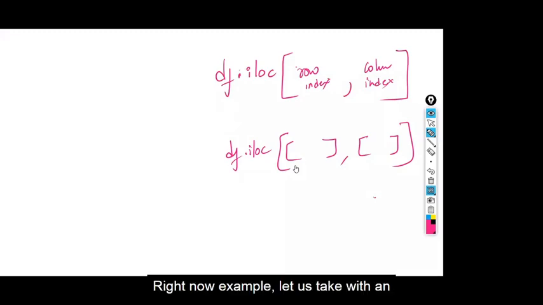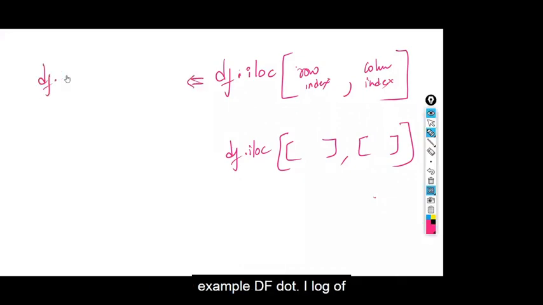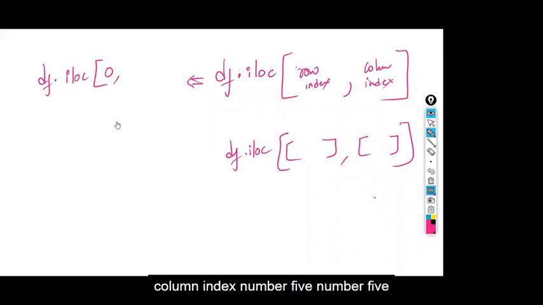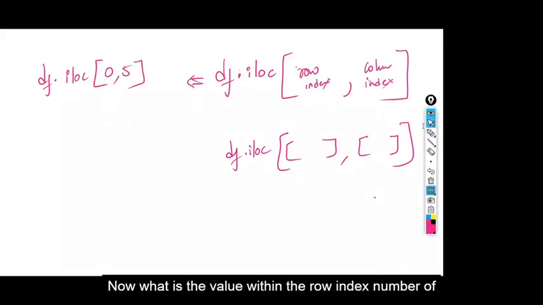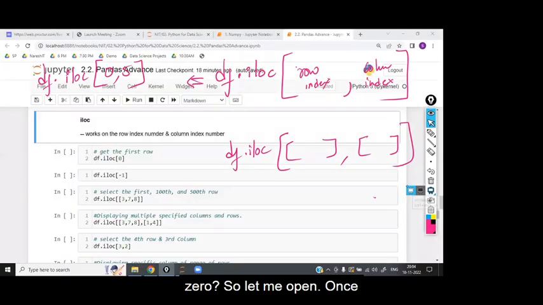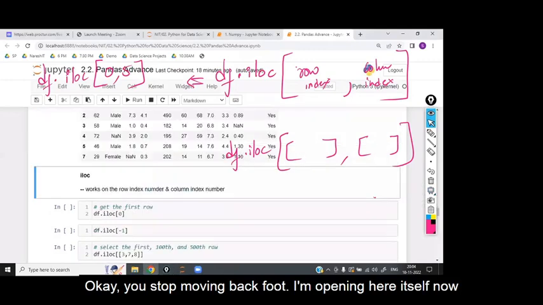Right? Now, let us take an example. df.iloc of row index number, I'm going to select 0, column index number 5. Now, what is the value within the row index number of 0? So let me open the df once again. Instead of moving backward, I'm opening it here itself.